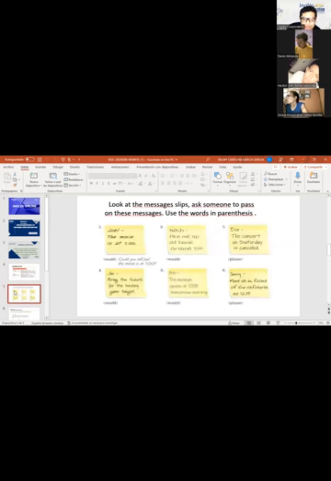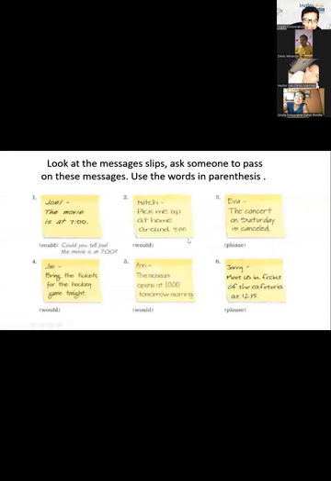Okay, that was just a short review. Look at this part, it's actually very interesting. Look at how it is. Look at the message slips, and ask someone to pass on these messages. Use the words in parentheses. So for example, we have the first one. Look at this one. Joel, the movie is at 7. Perhaps it could be 7. And also you can see that.